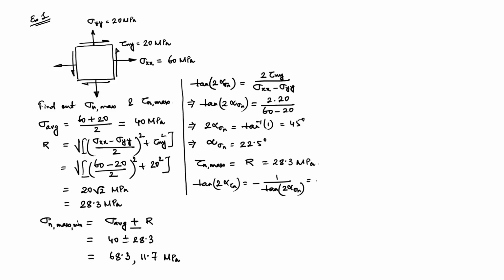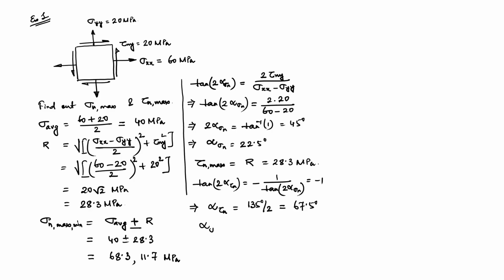That means this is minus 1, and if you find out what is alpha tau n, this is nothing but tan inverse of minus 1. So, we will have 135 degree divided by 2, which is 67.5 degree. Now, let us cross verify.